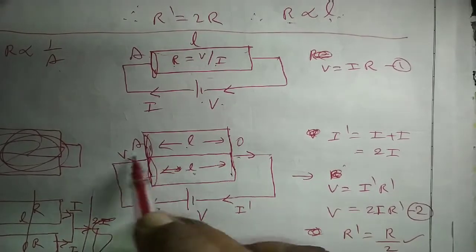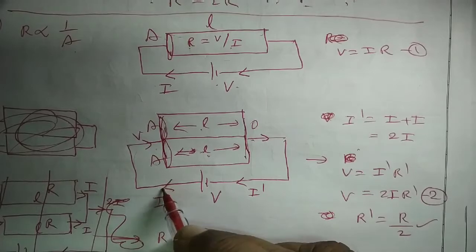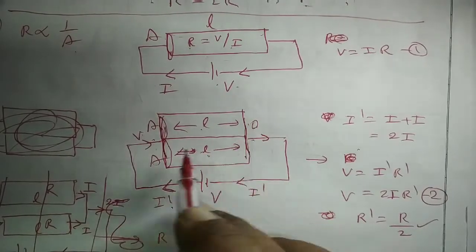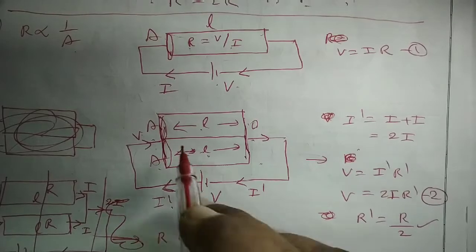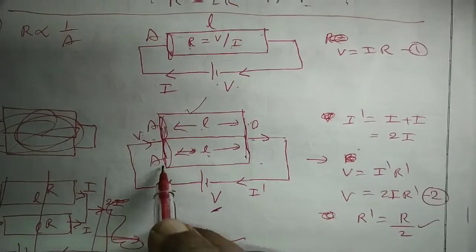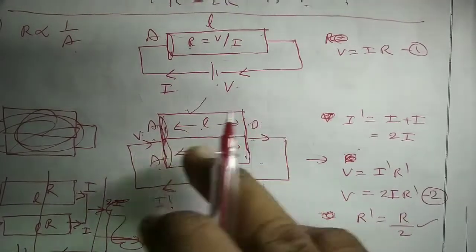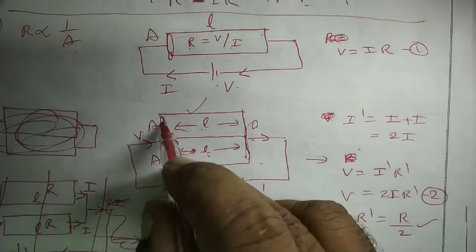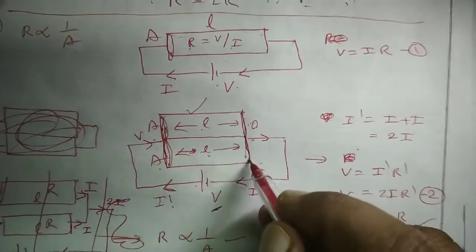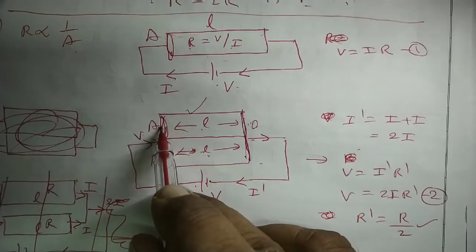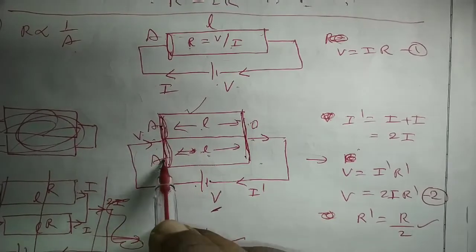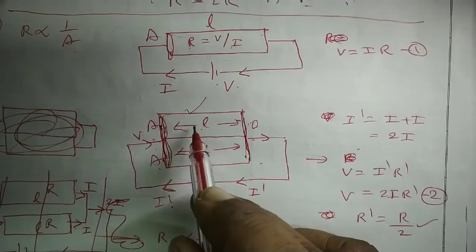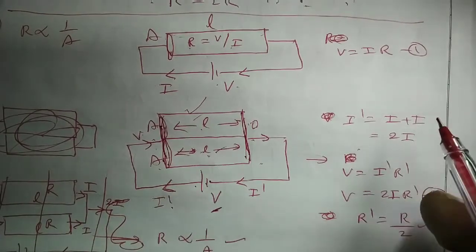For this combination I am connecting the same battery, and let us imagine the current as I dash. Now the potential difference for both pieces is V to 0, because the potential difference is V. For this conductor also potential difference V, because both faces are connected between the battery terminals only. The first ends are connected to positive, the second ends to negative. And length L, same nature, same cross-section area, so it has resistance R, and this also has resistance R.